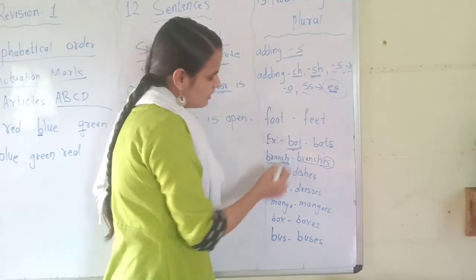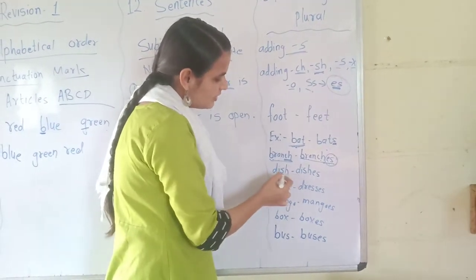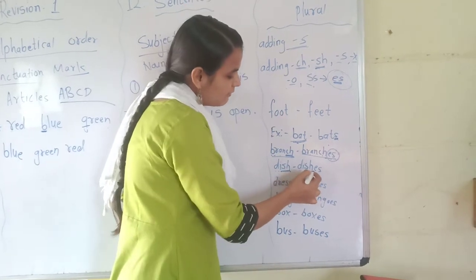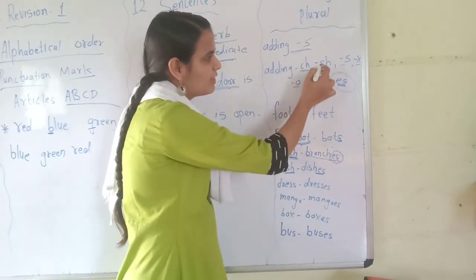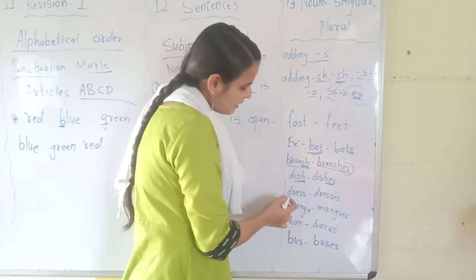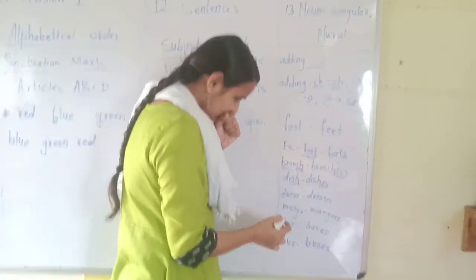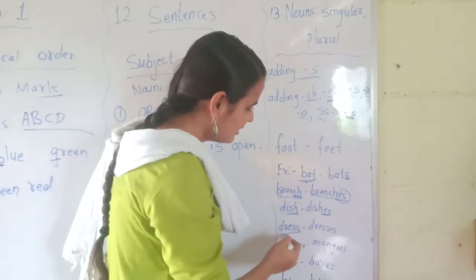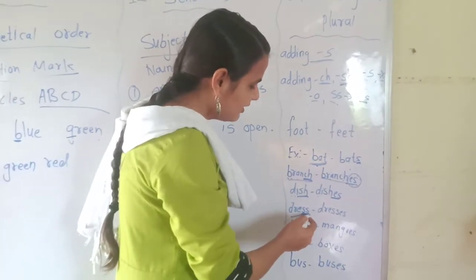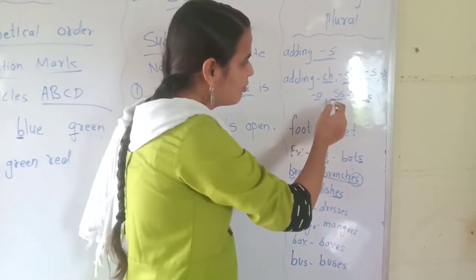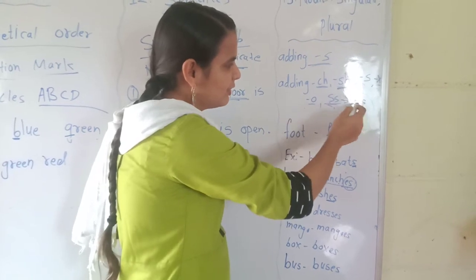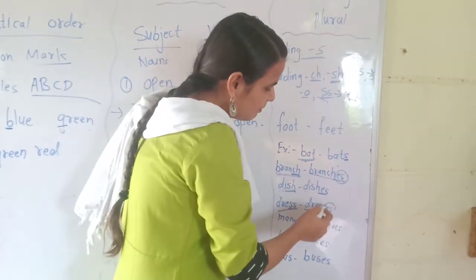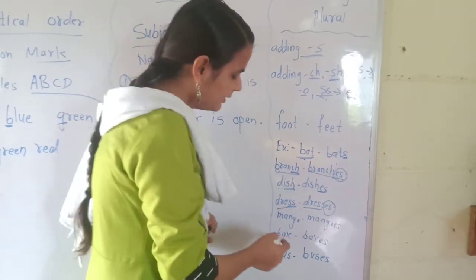Whereas sh. So see here, dish. This word is ending with sh. So what you have to do, you have to simply add es. Why? Because this word is ending with sh. So see, next one is dress. D-R-E-S-S, dress. This word is ending with the letters double s. So if the word ends with double s, what do you have to add? You have to add es. So write the spelling as it is and simply add es to that word.